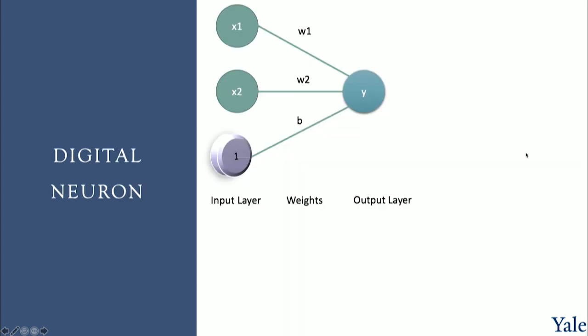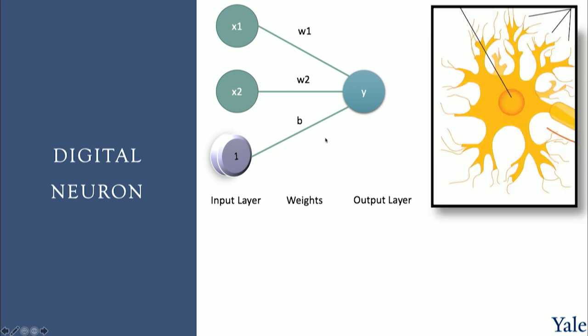Here's a simple example of how we can model a digital neuron. Here we have an input layer with two nodes, x1 and x2, and also this constant node with value 1. And we have an output layer with one node y. Here we have the connections between the input and output nodes with their associated weights, which are the parameters of the model. Going back to our picture of the neuron, this output node represents a signal that would be passed down the axon, and the input layer corresponds to the dendrites, where this constant node represents the baseline activity of the neuron.